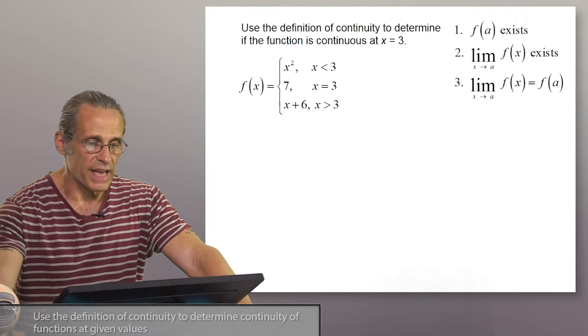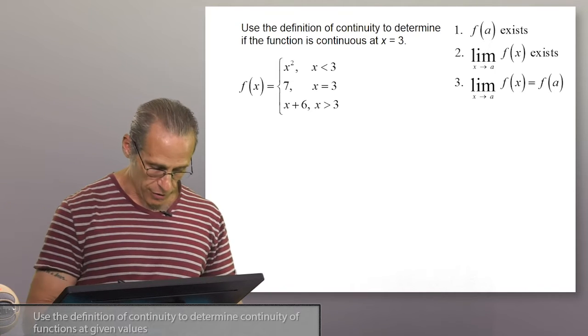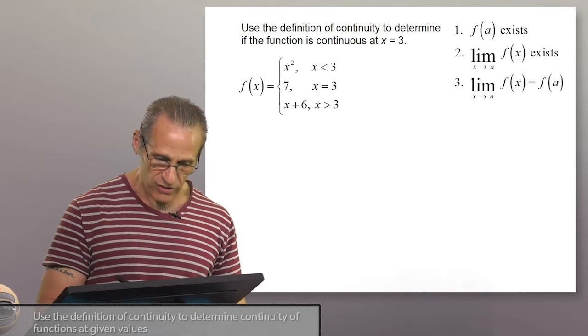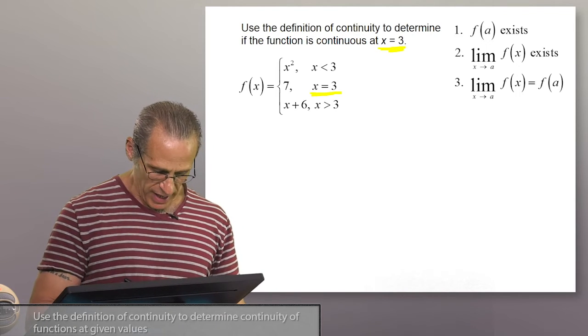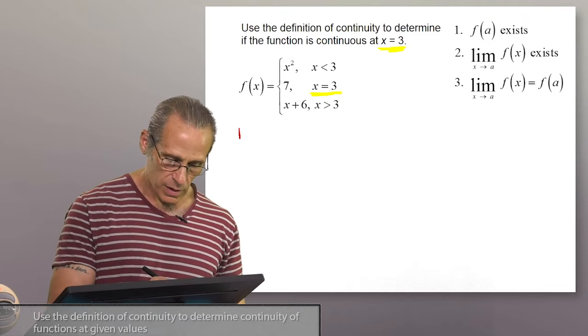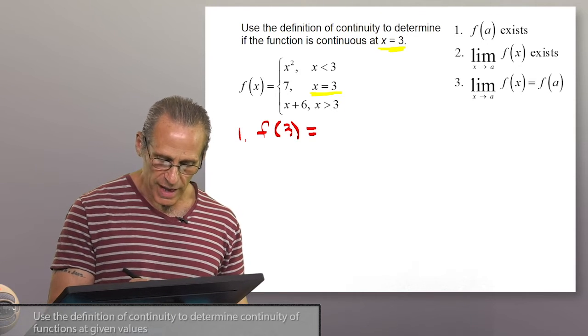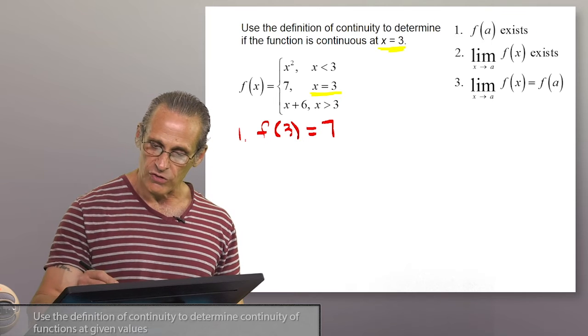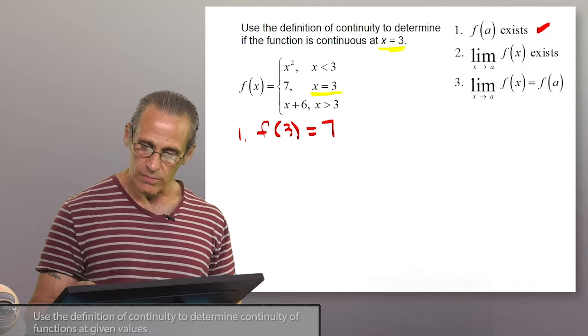Well, let's take a look at our third function. Does f of 3 exist? Because we're still asking that same question. Are we continuous at 3? Well, does f of 3 exist? Let me write down f of 3. At x equals 3, the output's 7. It absolutely exists. Does my two-sided limit exist?